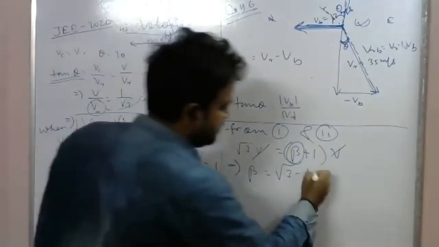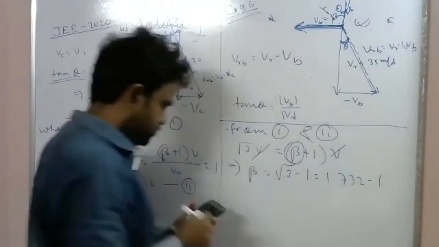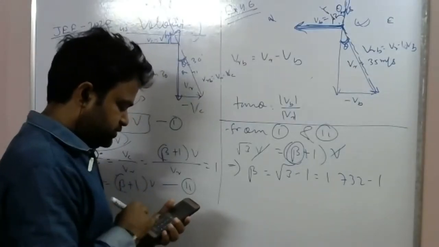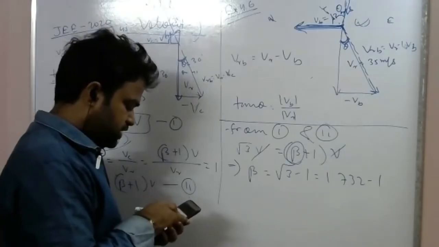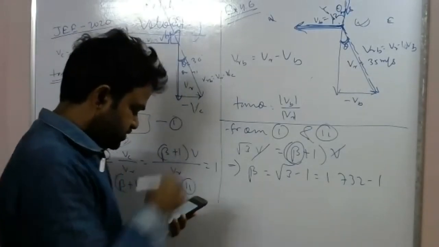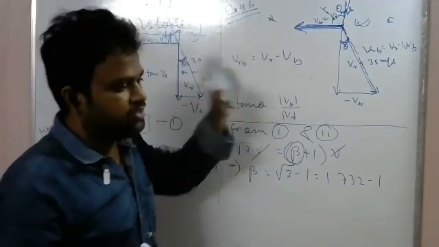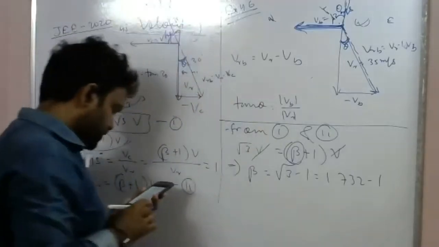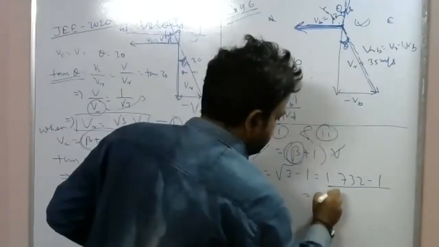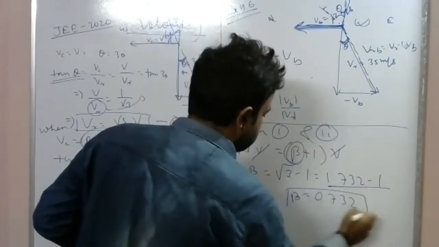Root 3 value is 1.732, minus 1. The options are given, and I have given you this question in the WhatsApp group. So don't go through the explanation given in that solution. Just follow this method only everywhere. Keep in mind only this one method and you will be able to solve it. So 1.732 minus 1 is 0.732. So the value of beta is 0.732.